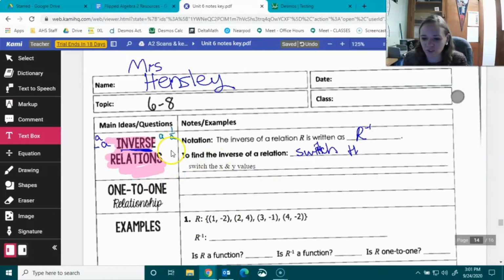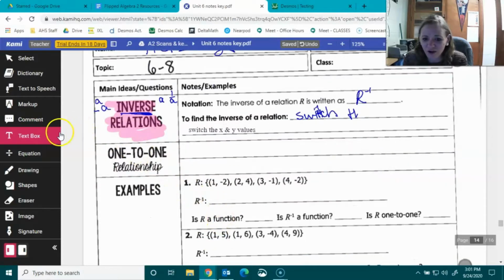Alright, all we do is switch the x and y values. So in this case, we just switch the x and y values.